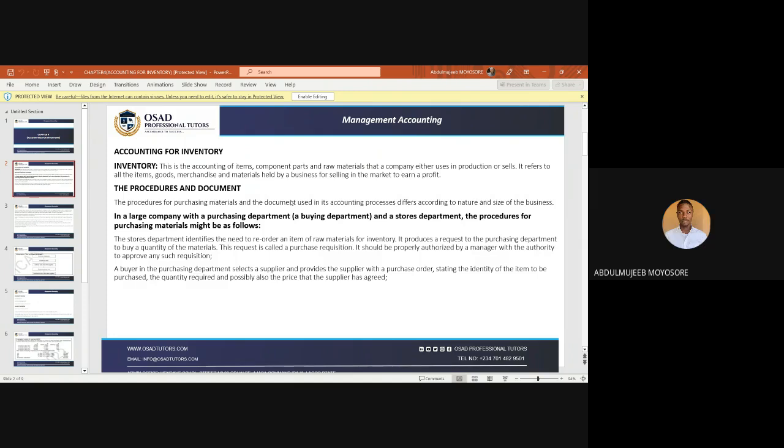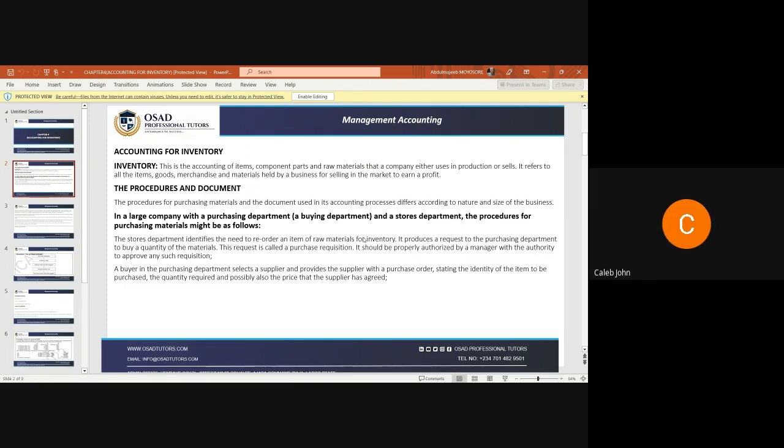Yes, sir. Now moving on, the procedures and documents. The procedures for purchasing material and documents used in accounting processes differ according to the nature and size of the business. In a large company with a purchasing department, a buying department, and a store department, the procedures for purchasing material might be as follows. The store department identifies a need to reorder an item or raw material for inventory. Reorder, do you know about that, or should I explain? Yes, sir.